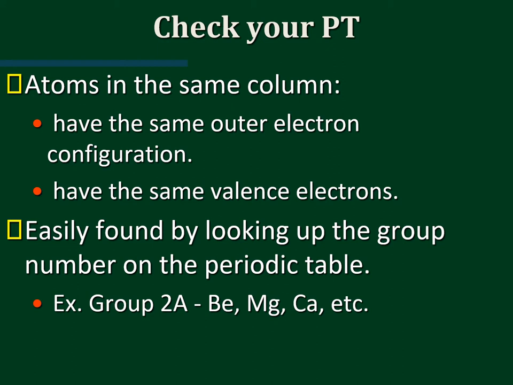So for example, group 2A, here is the example. So they have two valence electrons.